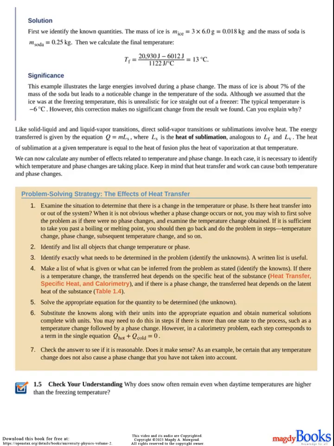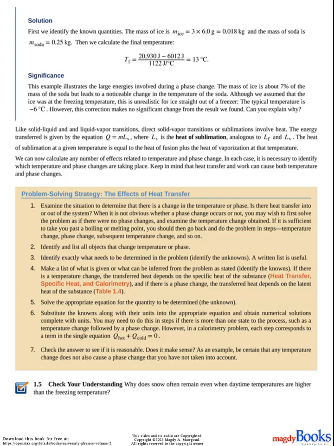Significance. This example illustrates the large energies involved during a phase change. The mass of ice is about 7% of the mass of the soda but leads to a noticeable change in the temperature of the soda. Although we assumed that the ice was at the freezing temperature, this is unrealistic for ice straight out of a freezer. The typical temperature is negative 6 degrees Celsius. However, this correction makes no significant change from the result we found. Can you explain why?